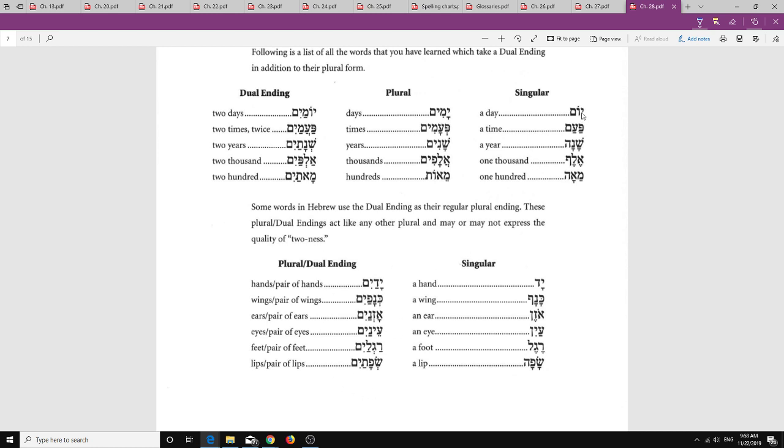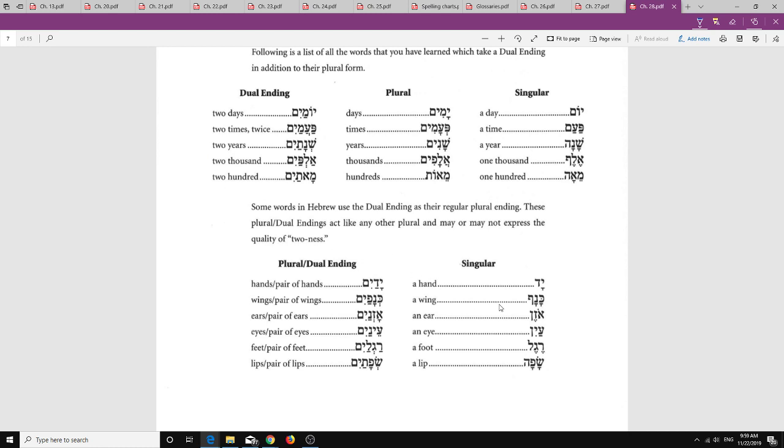So let's hear what some of these sound like. We have yom, yomim, yomayim. Pa'am, pa'amim, pa'amayim. Shana, shanim, shanatayim. Elef, elafim, elafayim. Mea, mayot, matayim. Okay, so in these words up here, if you get them in the dual, we'll typically translate them like 2 days, 2 times, 2 years.